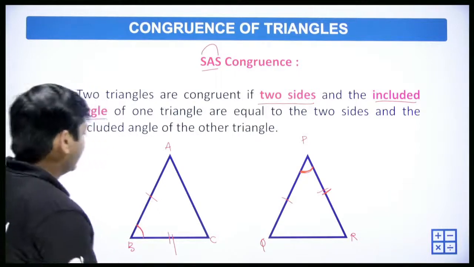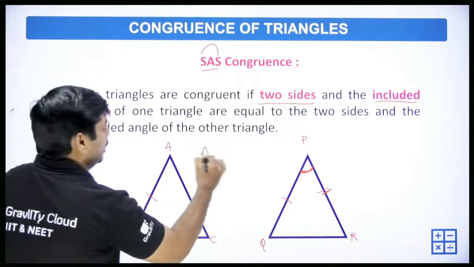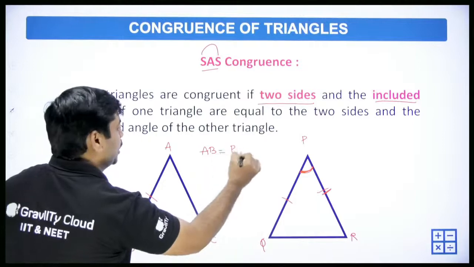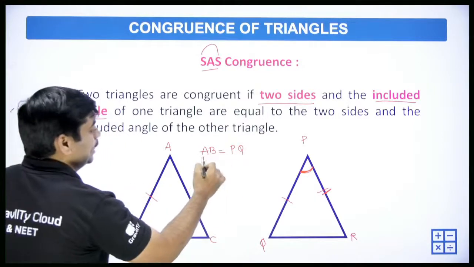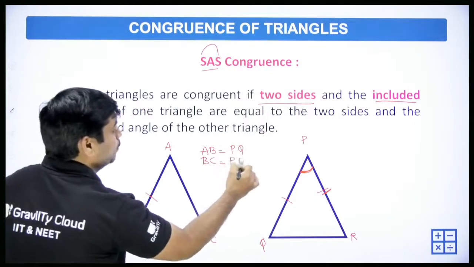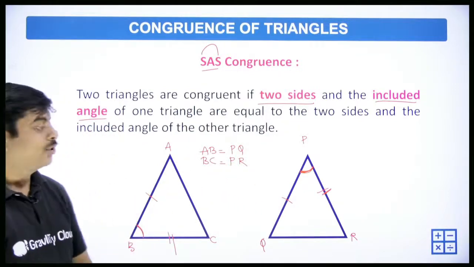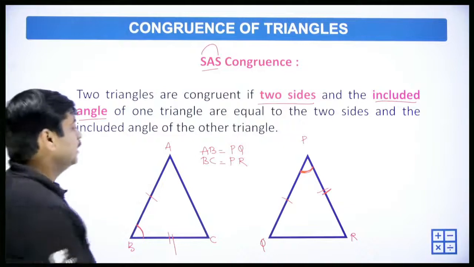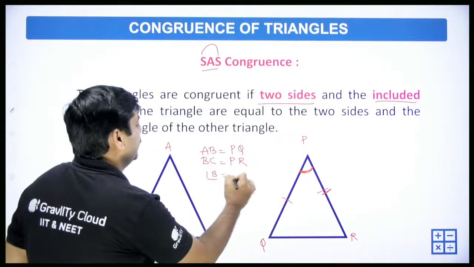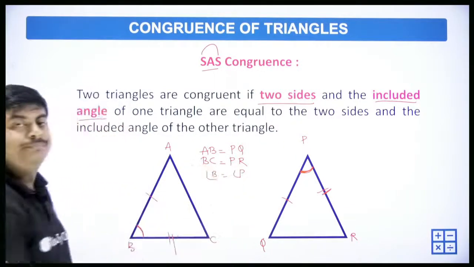Now what I can say is AB is equal to PQ. Good. BC is equal to PR. So you should be very careful now, the orientations are different. And angle B is equal to angle P.